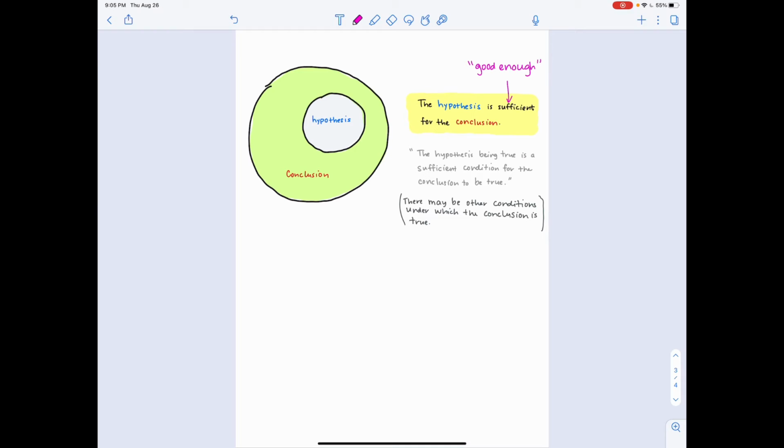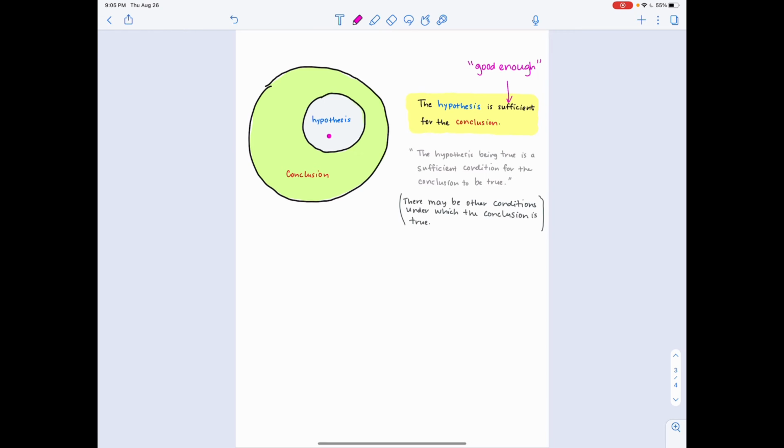Another way that we can rephrase an if-then statement is to use this word sufficient. And when we use the word sufficient, what we say is that the hypothesis is sufficient for the conclusion. Now here the word sufficient can be taken to mean good enough. So another way of thinking about this statement is that the hypothesis being true is a sufficient condition or a good enough condition to guarantee that the conclusion is true. There may be other conditions under which the conclusion is true, but knowing the hypothesis is true is good enough to guarantee the conclusion is also true.